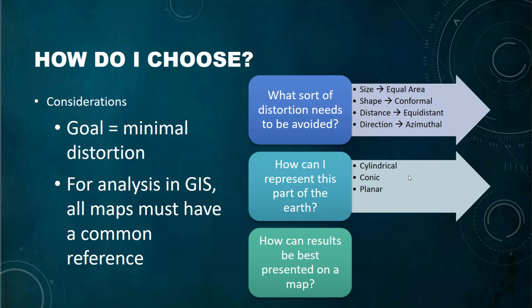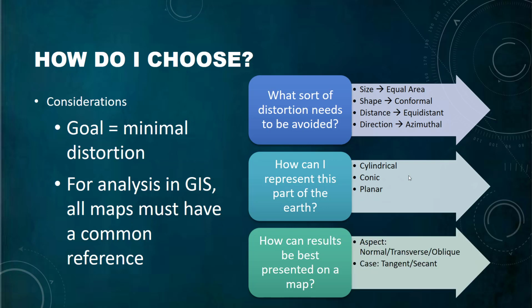And then lastly, what's going to make my map look good? How do I do that for the entire extent of the map if I'm doing a larger area? So I need to think about aspect, first of all, which I probably thought about a little bit anyway, depending on the part of the Earth. But aspect is going to help me refine that surface, whether I run it normally, transverse, or oblique. And then lastly, the case: how many points of tangency do I need to really cover this whole area? Okay, so that's kind of the decision tree that we go through.